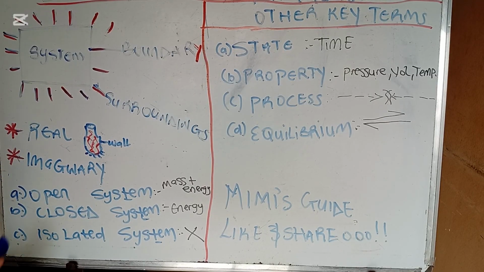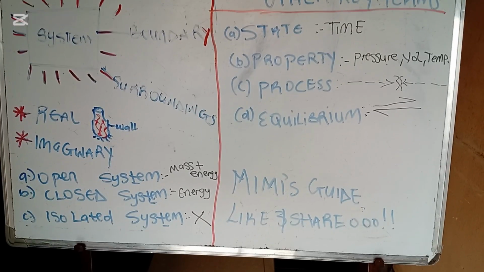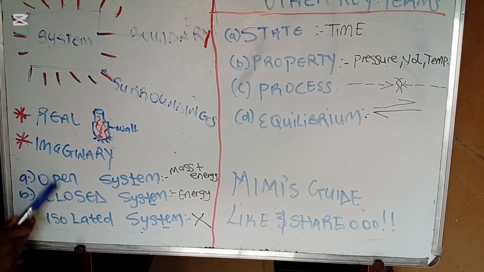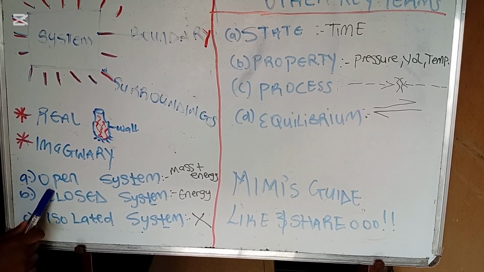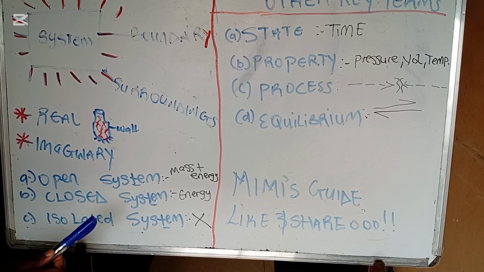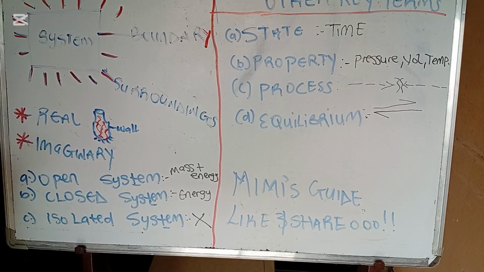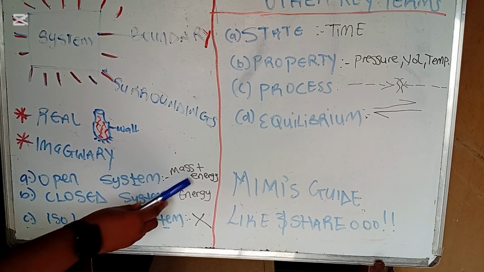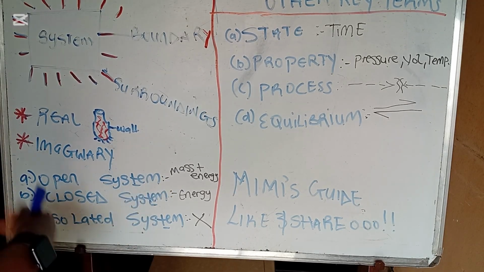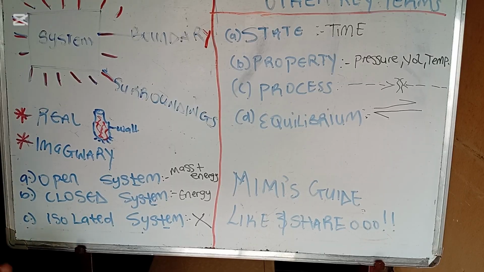Now we have types of systems. Number one, we have the open system. An open system exchanges both mass and energy with its surroundings. What do I mean by that? It exchanges both energy and matter with its surroundings. Examples are things like boiling water in a pot.